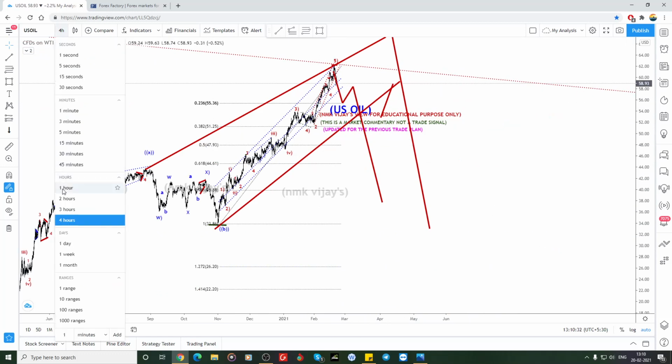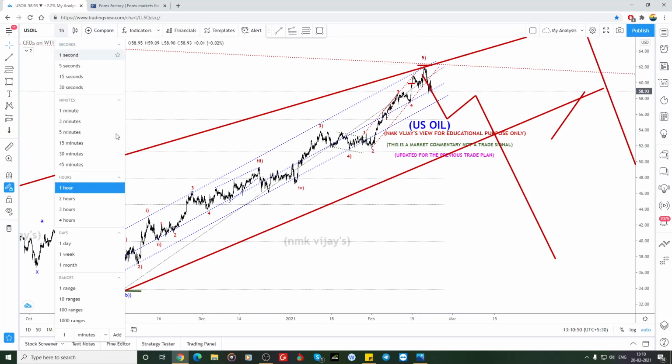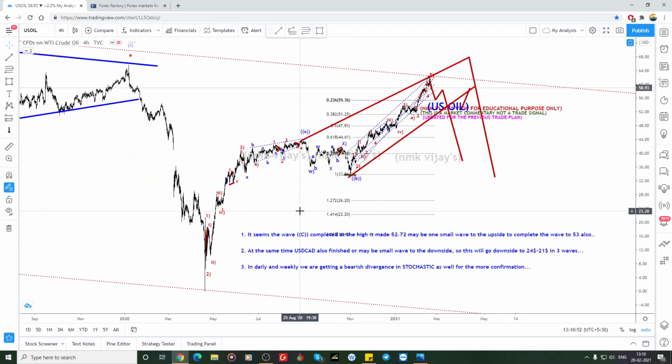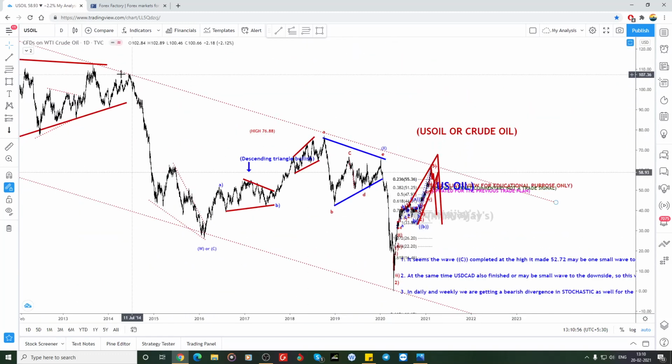But my view is the same. In USDCAD also, I have only one more wave to the downside. At that time it could be a correction and again it can come to the downside. In that case it could be A, B, C, meaning this is the reversal zone, and here it is in a perfect trend line also. It's coming here, so this is within the channel.